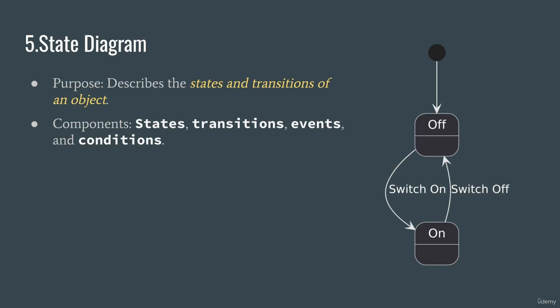State diagrams describe the states and transitions of an object. The key components include states, transitions, events, and conditions, showing how an object moves from one state to another based on events and conditions.